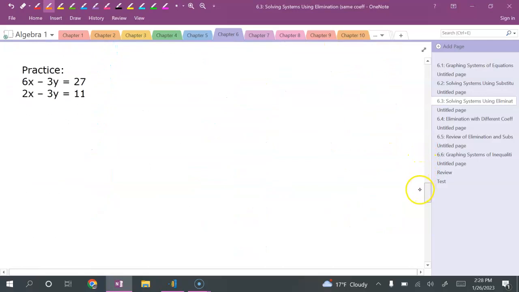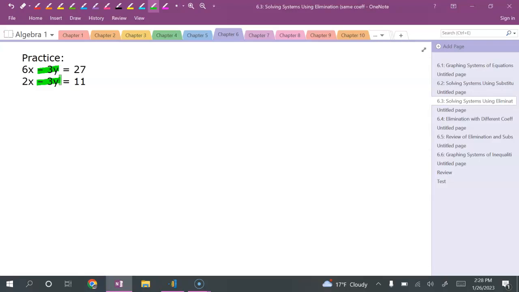So for this practice problem, I would suggest that you make the y's become opposites of each other because they already have the same coefficient. So choose which equation you want to multiply by negative 1. And then I want you guys to take a few minutes and try to do this problem on your own. So pause here, try it out, and then come back and keep watching.